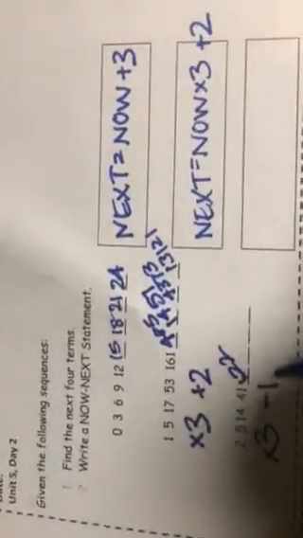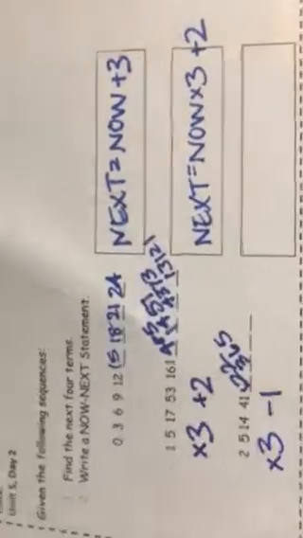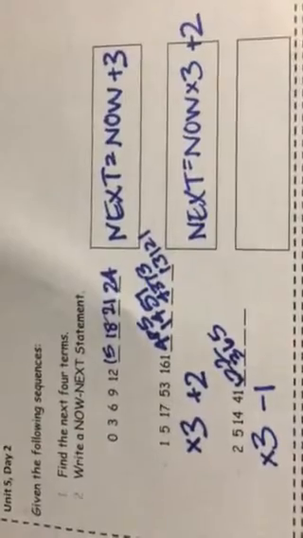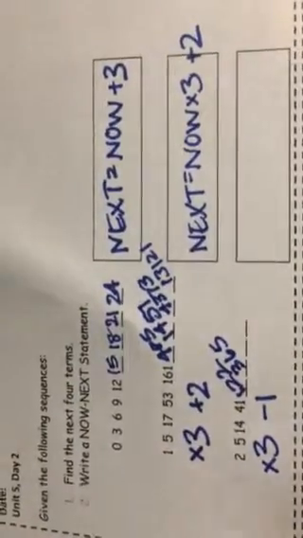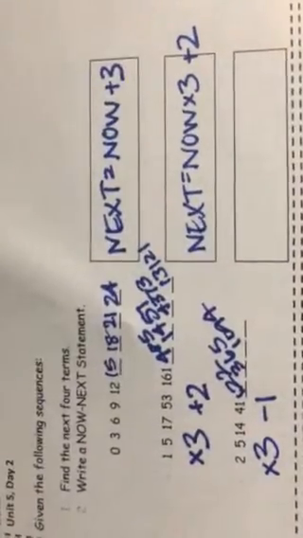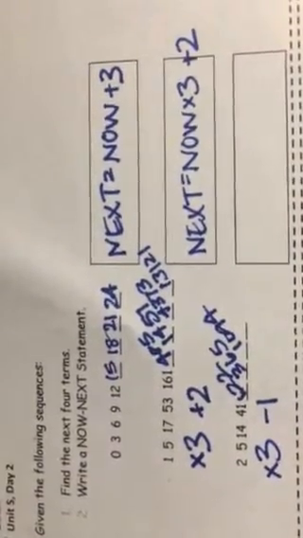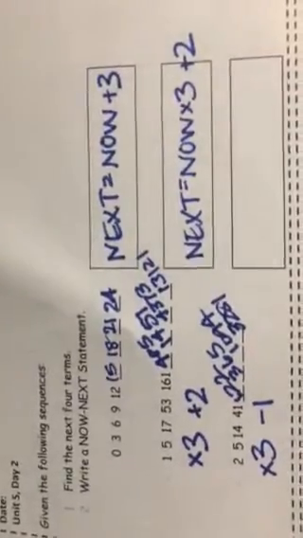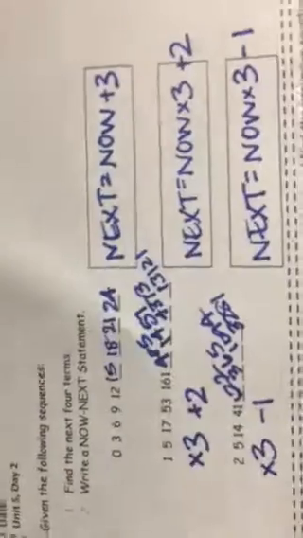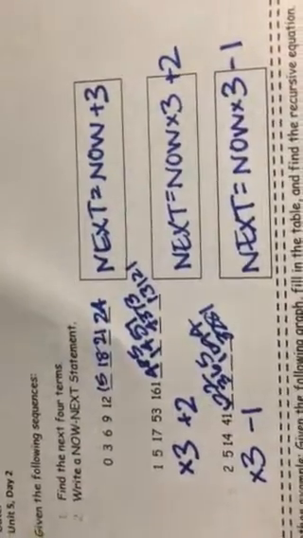If I do that again, 122 times 3 minus 1 is 365. Then if I multiply that by 3 and subtract 1, I get 1,094. And then if I multiply that by 3 and subtract 1, I get 3,281. Okay, so your next term equals now times 3 minus 1. Okay, all right, last part.